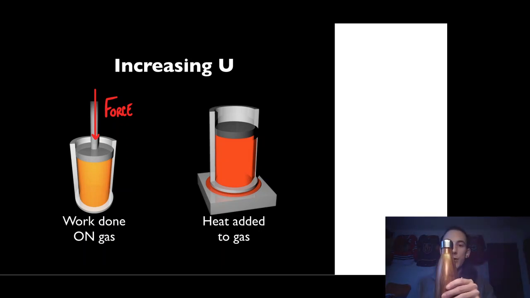Like if I have this water bottle here, right now it has some potential energy, but whatever. If I force it over some displacement, I give it energy. Right now it has no energy. Now it has kinetic energy. I'm forcing it over a displacement. So the same idea here. We can compress this gas. We can do work on it. So we can force it over some displacement, compress that gas, and that increases the internal energy.